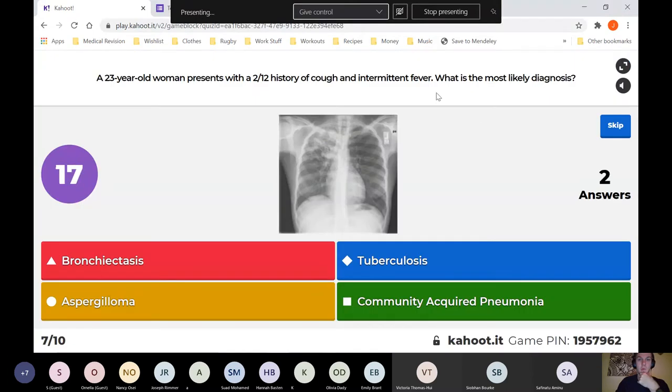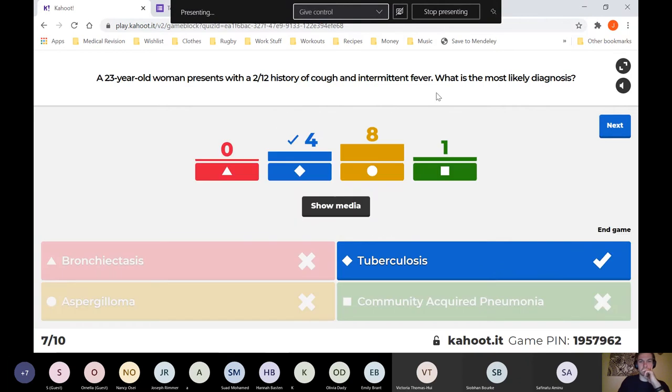Okay, so 23-year-old woman. That's the history. That's the chest x-ray. What is the answer? Okay, so this is TB, and I will show you why.